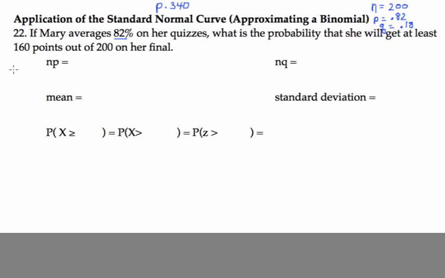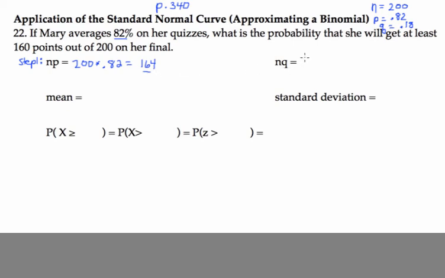So, step 1. The first thing we have to do is check, is it even possible to use standard normal curve when approximating a binomial? And basically what you're looking for is if your trial size is big enough. But here's what step 1 says to do. Take the number of trials, n, ours is 200, and multiply it by p. You get 164. You want that number to be greater than 5, which it is, so we're good there.